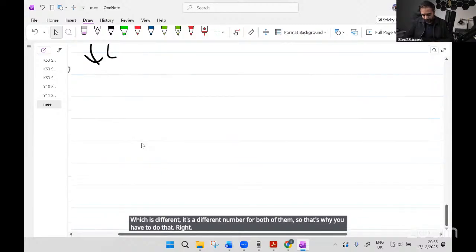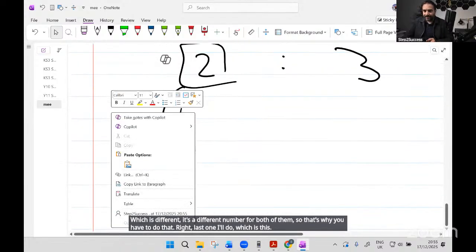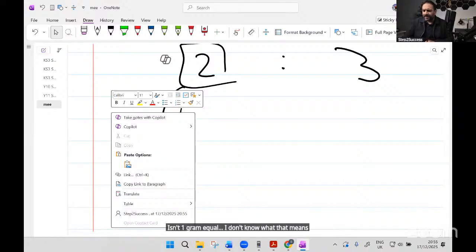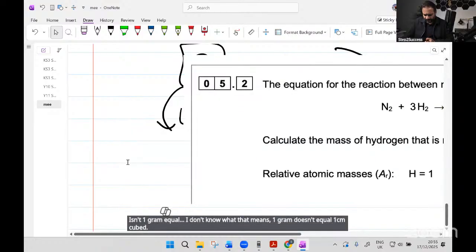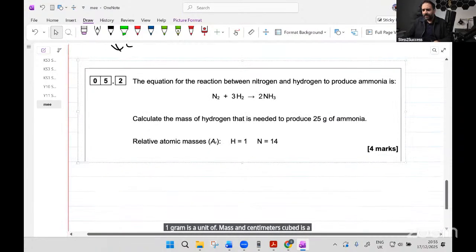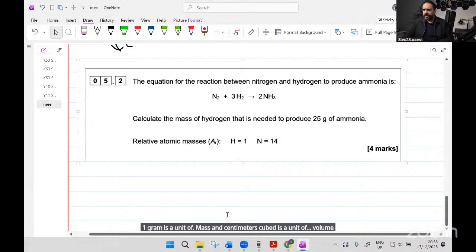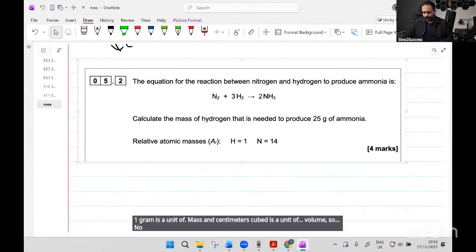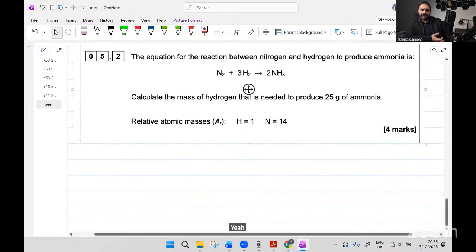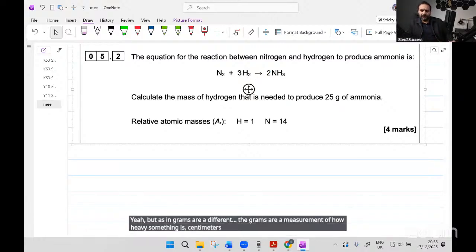Right, last one I'll do, which is this. Isn't 1 gram equal? I don't know what that means. 1 gram doesn't equal 1 centimeters cubed. 1 gram is a unit of mass, and centimeters cubed is a unit of volume. So no. Grams are a measurement of how heavy something is. Centimeters cubed is a measurement of volume. They're two different things entirely.